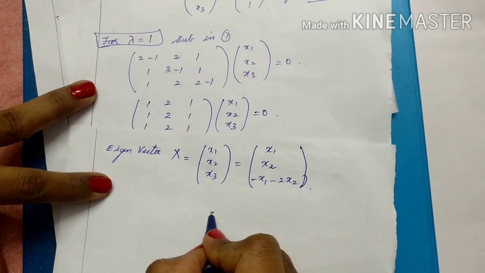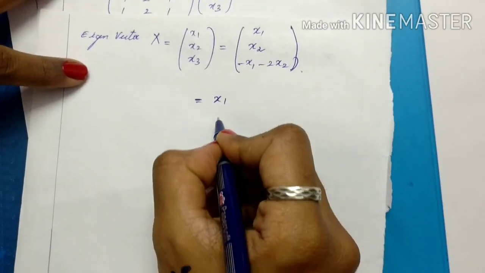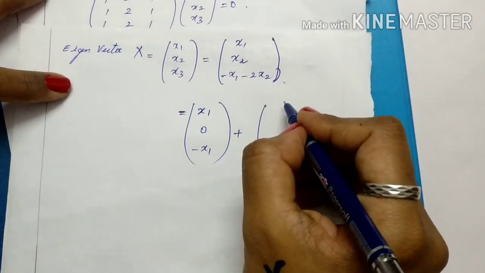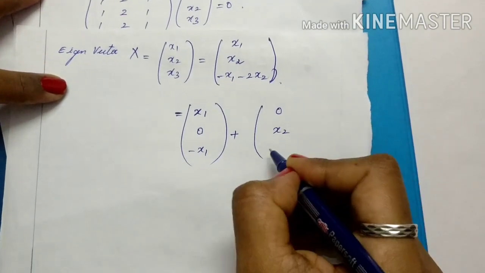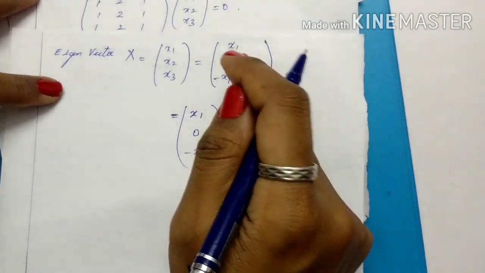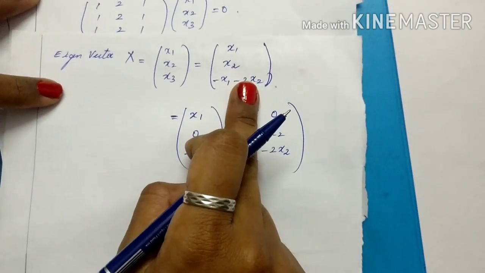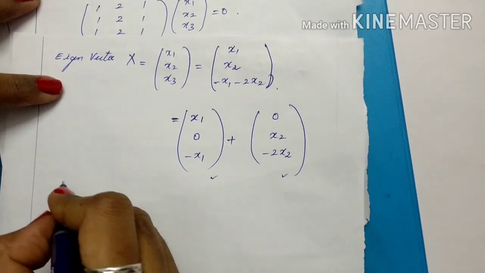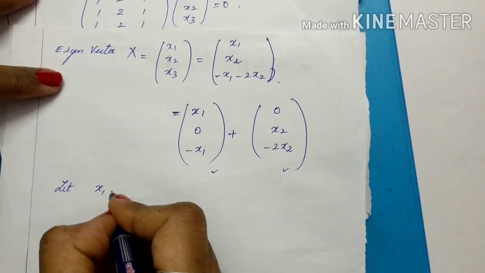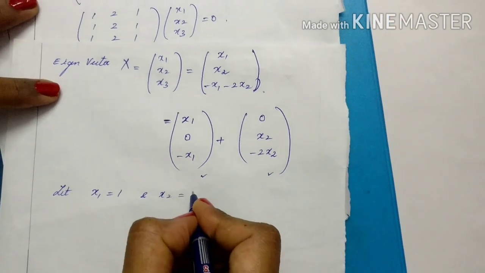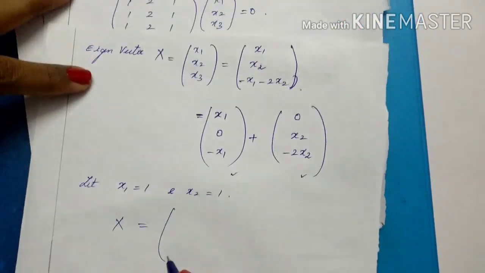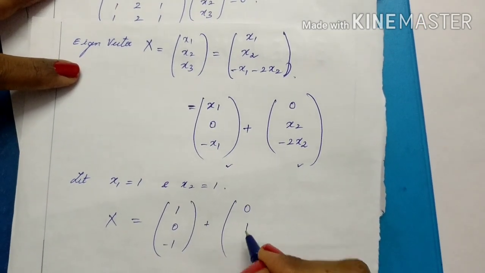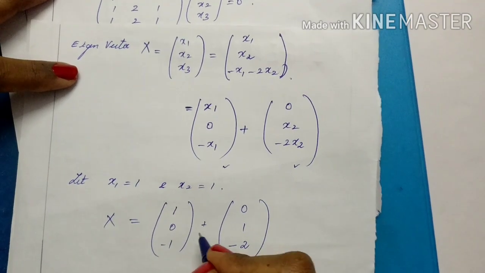So now this I can just simplify it as x1 0 minus x1 plus 0 x2 minus 2 x2. I'm just adding these two matrices, I'll be getting this. So no wrong in this. So these are the two vectors I'm going to get here. So let me assume easiest value for x1. Let x1 is equal to 1 and x2 is equal to 1. So my x vector here will be 1 0 minus 1 and it is 0 1 minus 2.